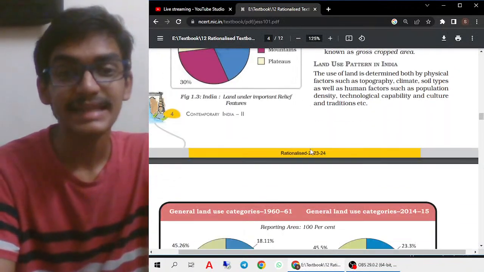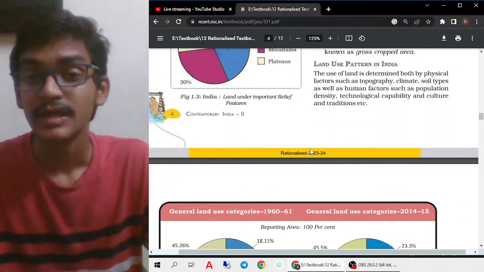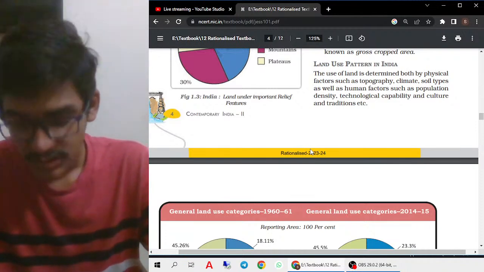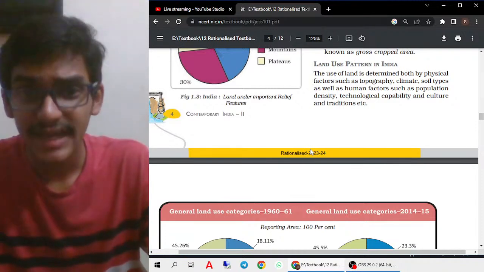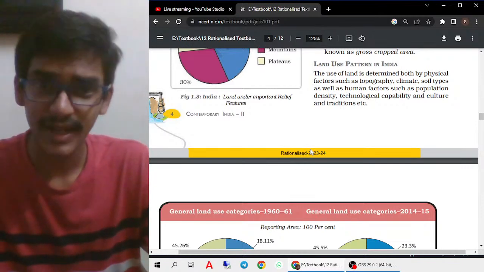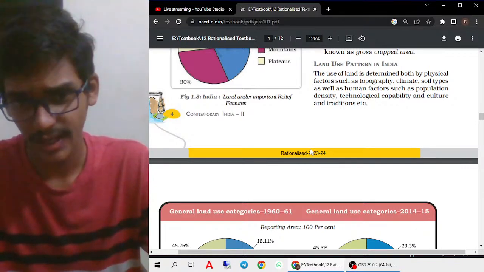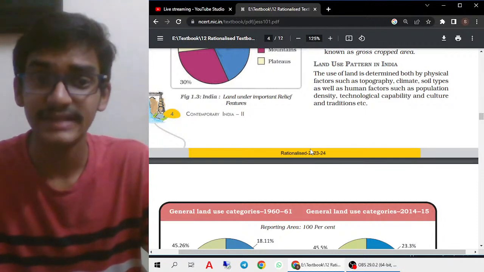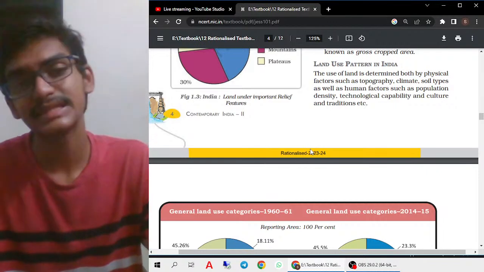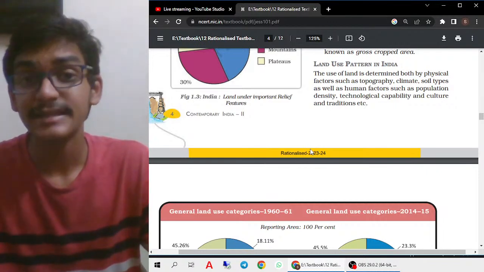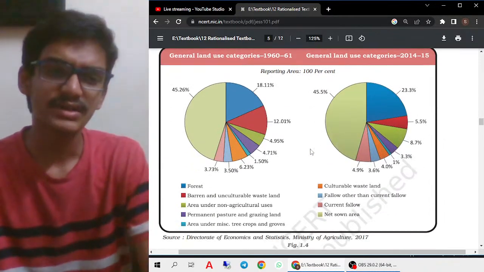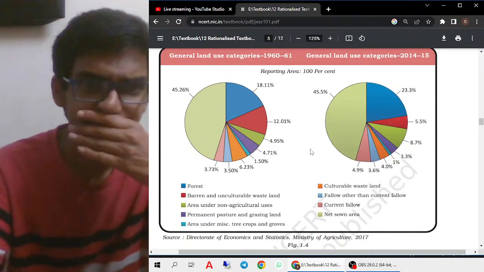Okay, now let us see the land use patterns. Land use patterns are nothing but how land is becoming more important because of the topography, the texture of the soil, the climate, different types of soils, the density of the soil, the technological capability and culture, and the traditions of the people. All these things are making land use patterns more important. The population is also increasing because of this.